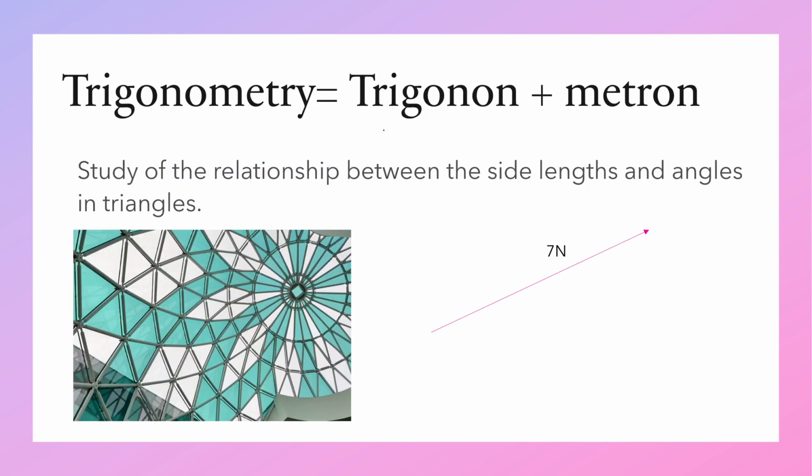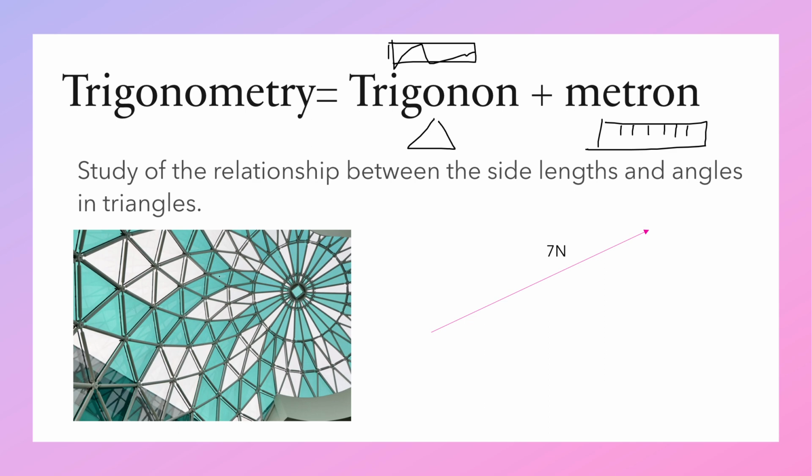So trigonometry, we can break it down into two words: trigonon, which means triangle, and metron, which means to measure. So it's about measuring the side lengths and angles of triangles and the relationship between them.